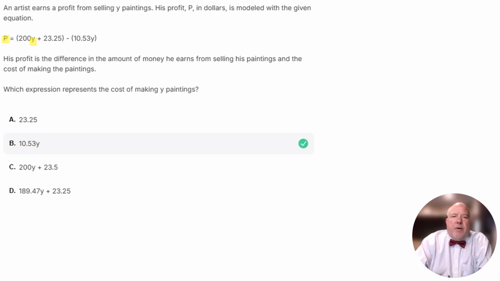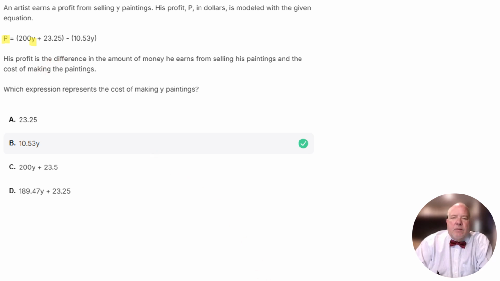So P here is the profit. So this equation is telling us how much money he's going to make. So profit is how much you earn. And so here we read his profit is the difference. So subtraction. So here's that subtraction. The difference in the amount of money he earns from selling his paintings and the cost of making the paintings. So it's the difference between what he earns and what it costs him to make them. So that difference gives us the profit.